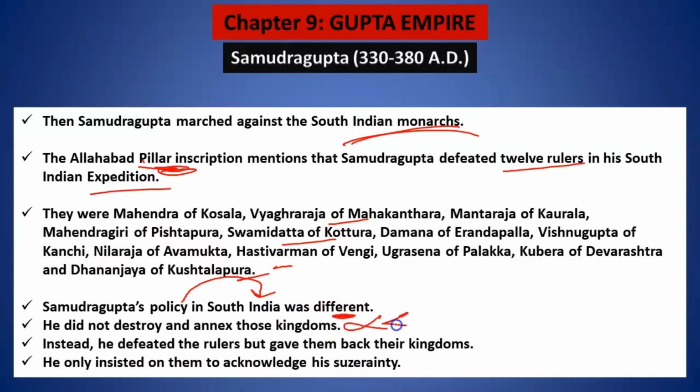He did not destroy and annex those kingdoms. No, he defeated them, but gave them back their kingdoms. But he told them that they have to acknowledge his suzerainty. Suzerainty means they have to accept him as their master or the supreme ruler. I hope this point is clear.